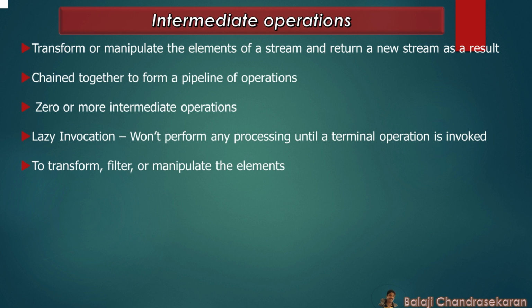The number of intermediate operations required in a stream depends entirely on the specific processing requirements and transformations you need to perform on the data within the stream. There is no fixed or predefined number of intermediate operations in a stream. In general, you can have 0 or more intermediate operations in a stream pipeline. These intermediate operations are used to transform, filter, or manipulate the elements of the stream before applying terminal operations to produce a result. Here are some of the common intermediate operations.